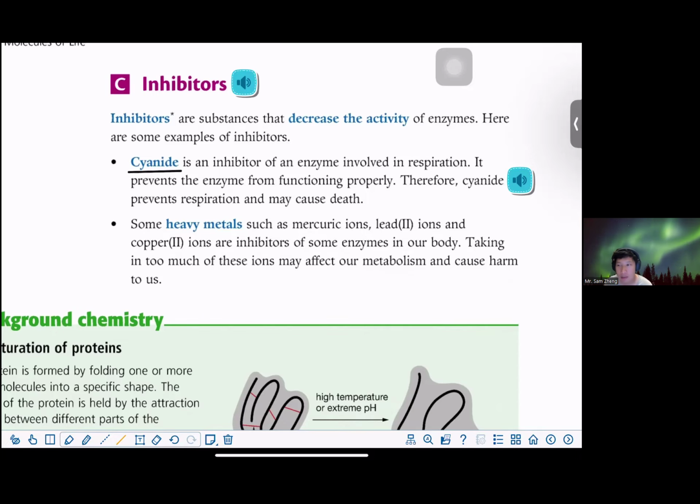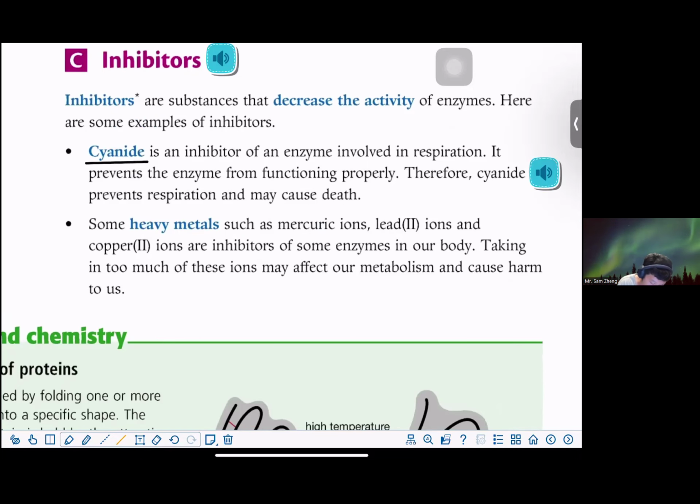Now, there are also some other examples, for example, heavy metals. What are heavy metals? For example, some very large sized metal ions, like the mercury ion, the copper ion, etc. So these are also a type of heavy metals, and they are also some kind of inhibitor because they look the same, or their sizes are very bulky. So in this case, they will get stuck in the active site, or they are difficult to be removed.